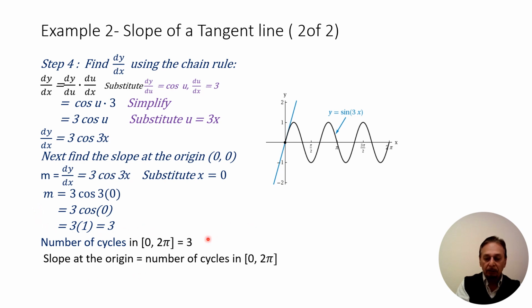Now we compare. Well, look at the graph: between 0 and 2 pi, there are 1 cycle, 2 cycles, and 3 cycles. So it looks like the slope at the origin is 3. So the number of cycles between 0 and 2 pi is equal to the slope of the given function y equals sine 3x at the origin, which is also 3. So they are equal.